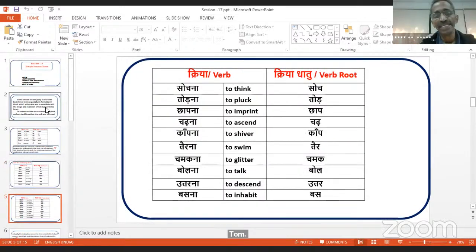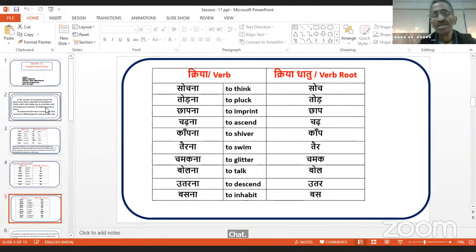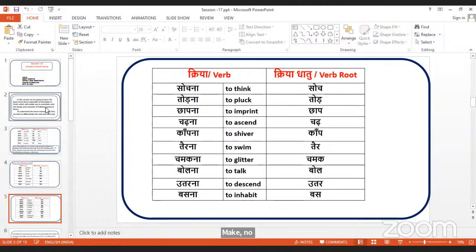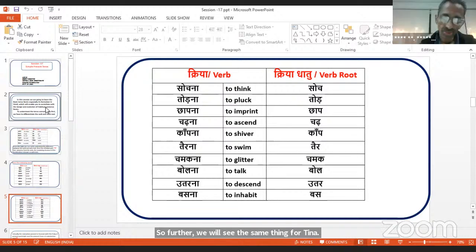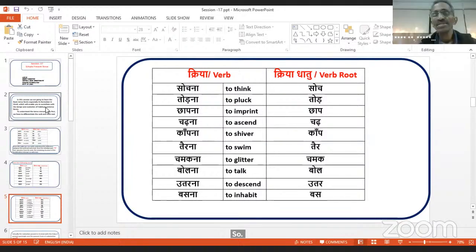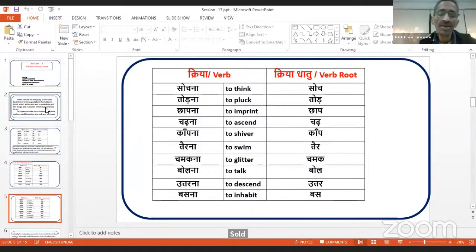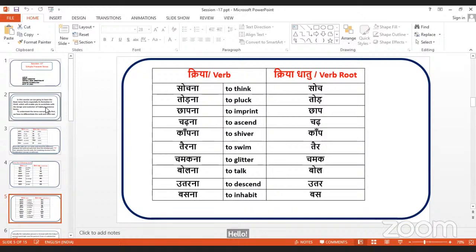So further we will see the same thing. Sochna, soch. Todna, tod. Chapna, chap. Chatna, chat. Kampna, yani shiver.